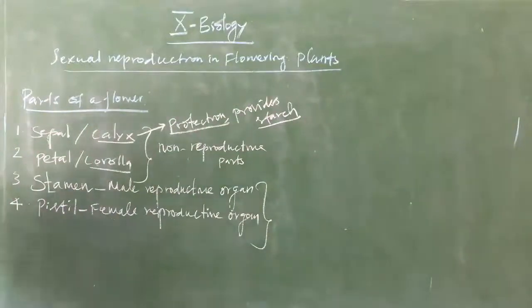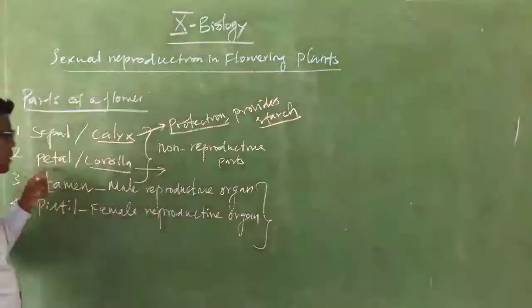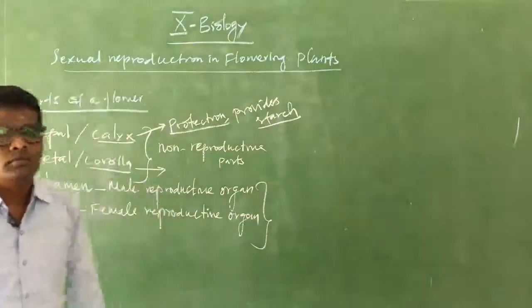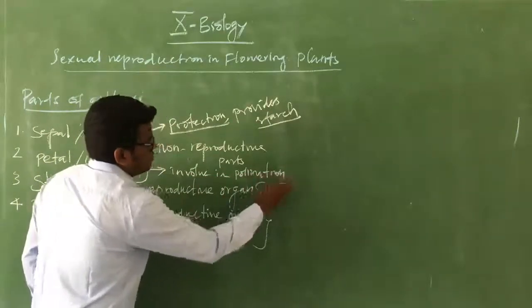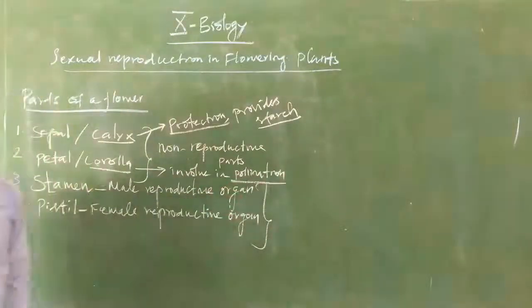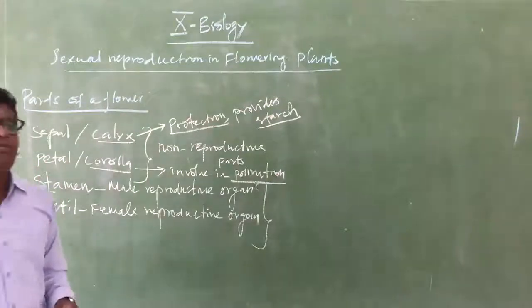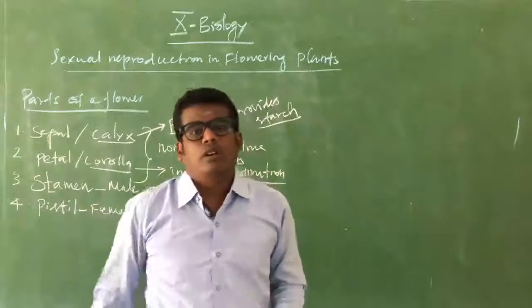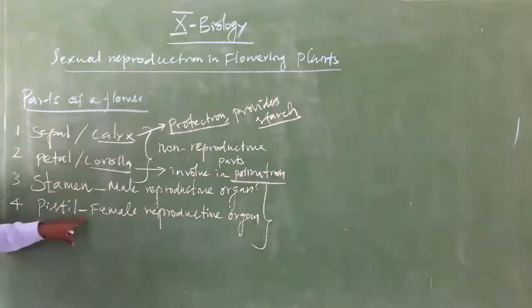Next one is the petal. The petal is also called the corolla. This is also a non-reproductive part. What is the role of the petal? The petal is colorful, in different colors like yellow, red, orange. So it is involved in pollination. We will discuss later what pollination is. Before fertilization, pollination will occur. The petal is colorful so that it attracts insects to carry the pollen grains to the stigma. So these are non-reproductive parts, and the stamen and pistil are the reproductive parts.